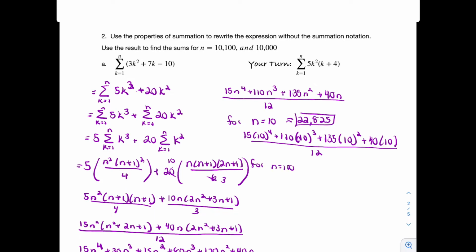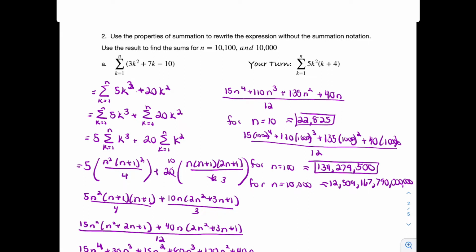Now for n equals 100, we get 134,294,500. And then for n equal to 10,000, we get 12,509,167,790,000.